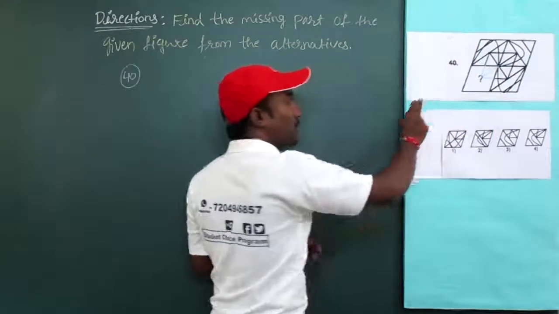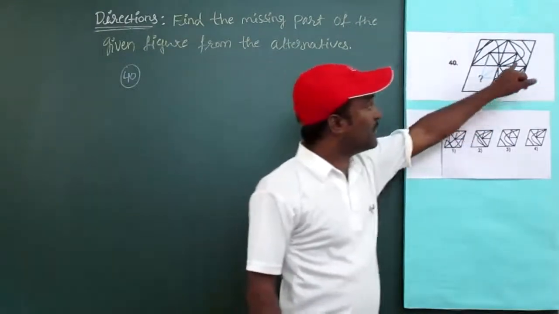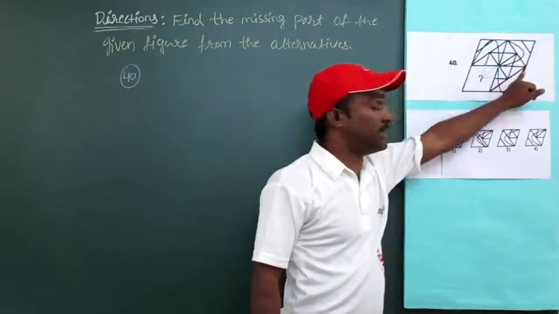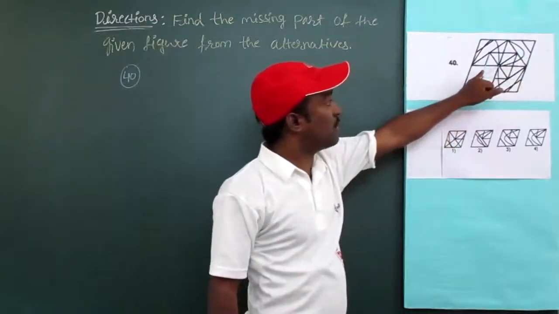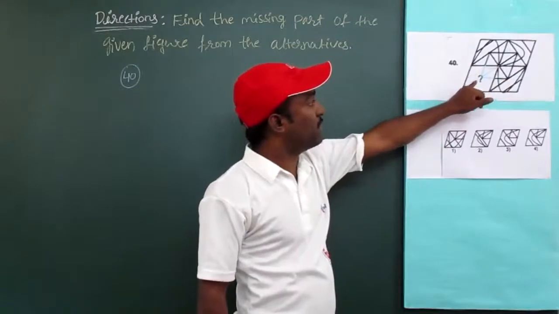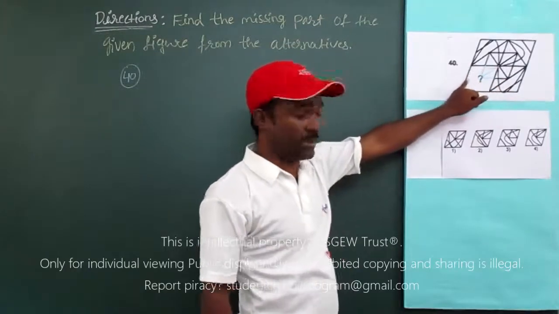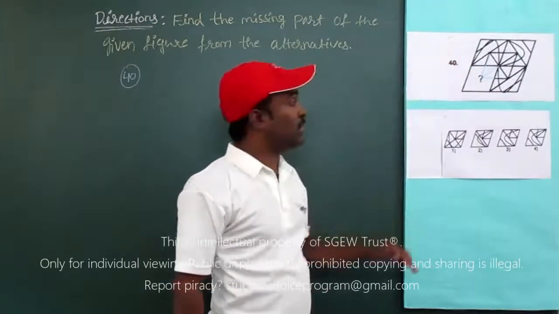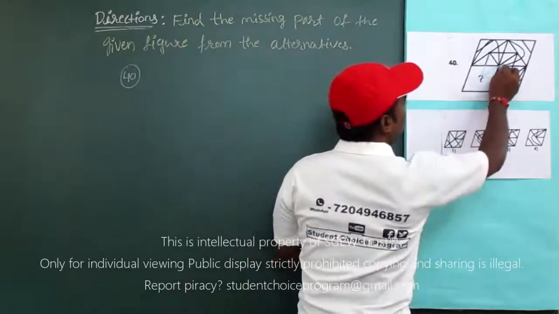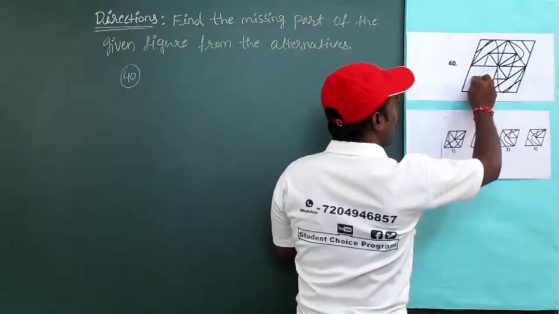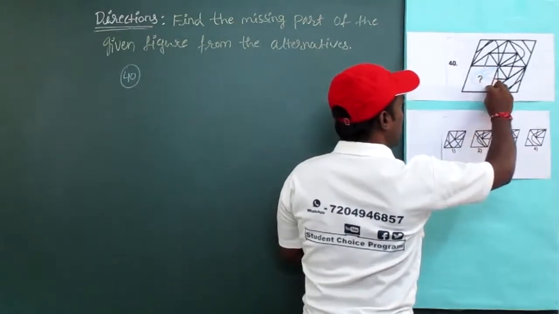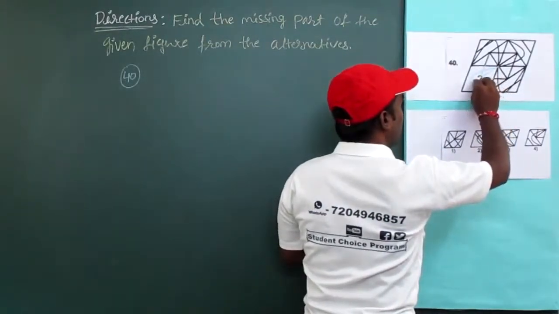And one more thing you have to observe carefully. This sine wave is not touching this side. So this sine wave is not touching this side. That means you should not touch your sine wave or part of the sine wave to this side. So that has to be kept in mind. Now this is the part of the sine wave.